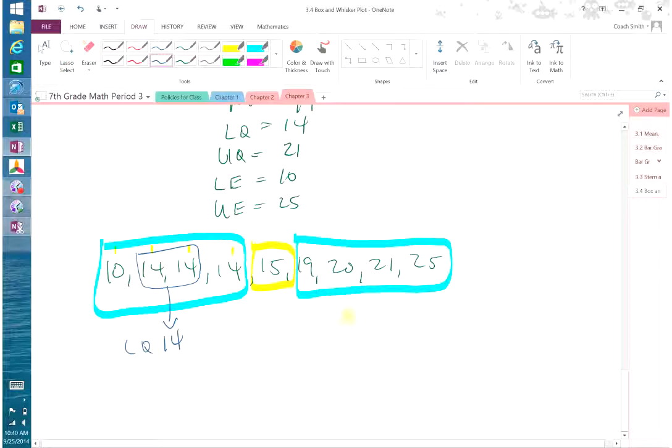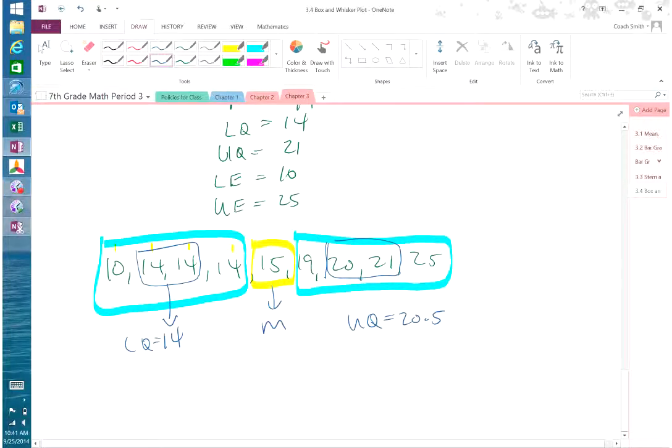The upper quartile is going to be these 2. What's halfway in between 20 and 21? 20.5. Okay, so that would be your upper quartile. Your median is 15. The lower extreme is there. Upper extreme is there. And then you would plot it. So that's what happens when there's an odd set of numbers.